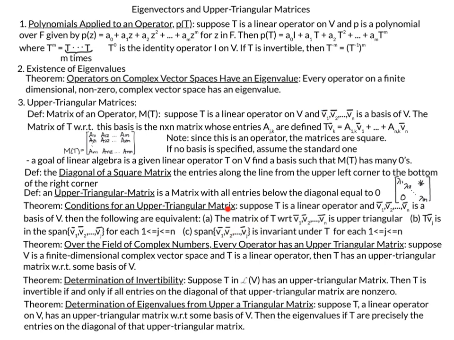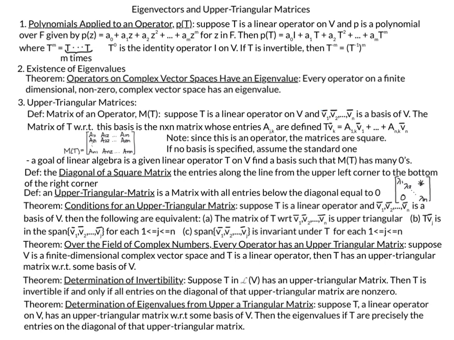Then we used this theorem to prove another theorem that makes it even simpler to determine if we have an upper triangular matrix. But it is the special case that we're over the field of complex numbers. So over the field of complex numbers, every operator has an upper triangular matrix. Suppose V is a finite dimensional complex vector space and T is a linear operator, then T has an upper triangular matrix with respect to some basis of V.